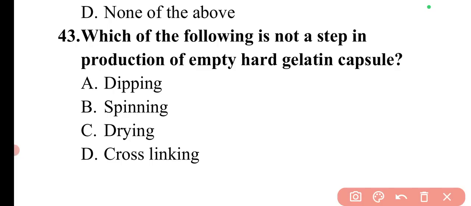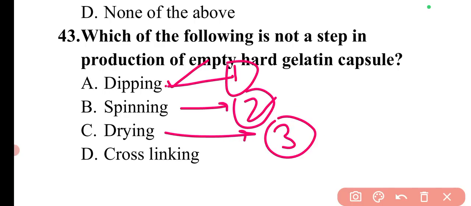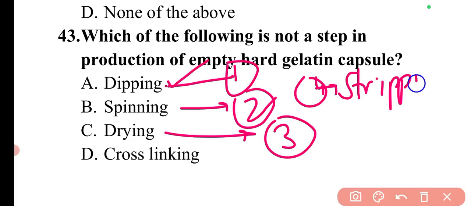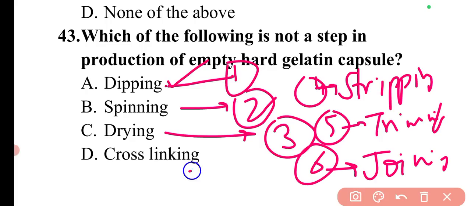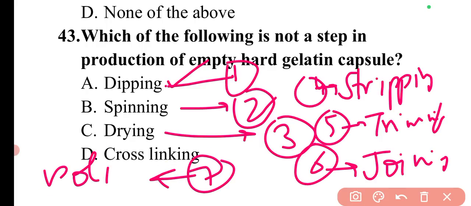Now I can tell you what the different steps are. The first step is dipping. Second step is spinning. Third step is drying. Then the fourth step is stripping. Then the fifth step is trimming or cutting. After that, the sixth step is joining, and the seventh step is polishing. So with the name only you will be able to know what work is going to be done in these different steps.